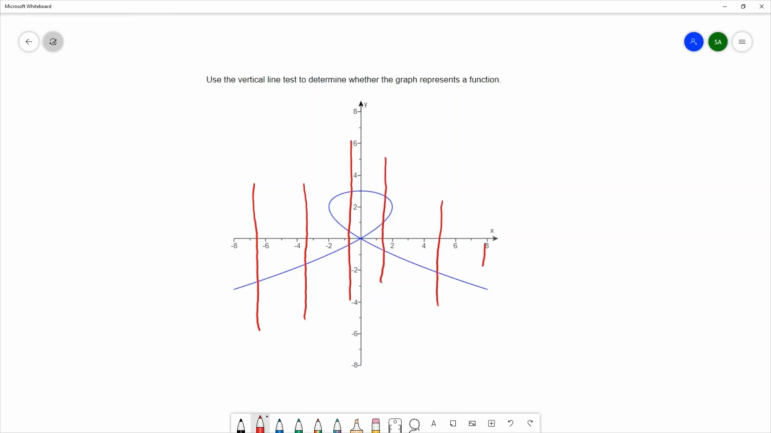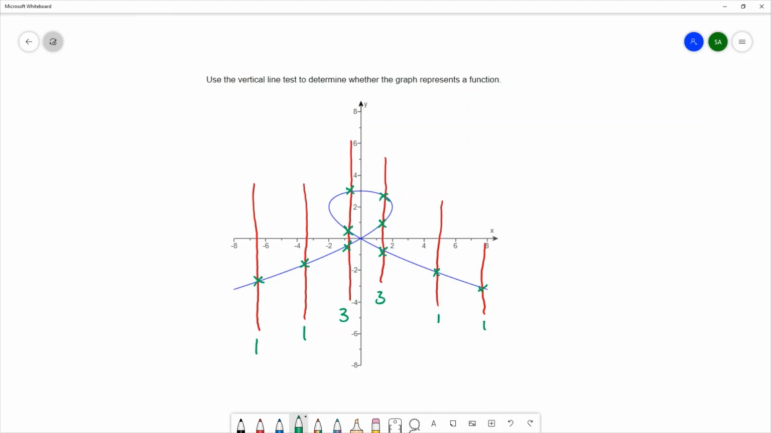In the vertical line test, we're drawing vertical lines all over the graph. And as we draw the vertical lines, we're counting how many times that vertical line crosses the graph. So for this vertical line, we have one time where the vertical line crosses the graph. Here, one time. On this one, it crosses in 3 places. Here it crosses in 3 places. Here it crosses in 1 place. And here it crosses in 1 place.